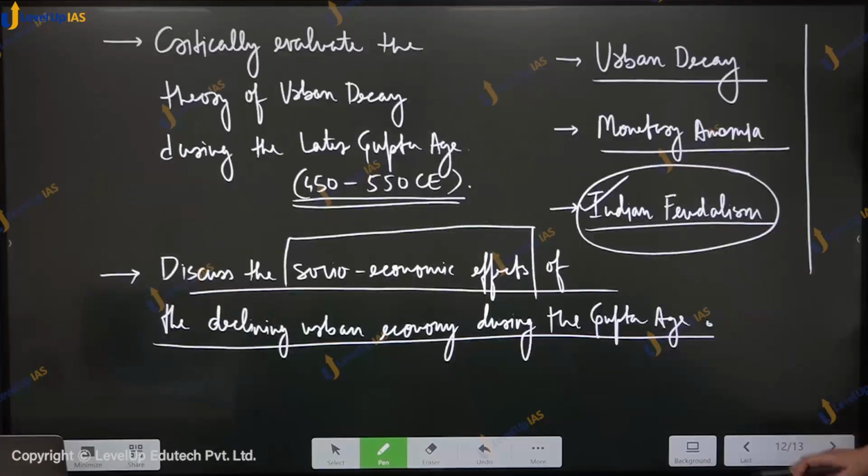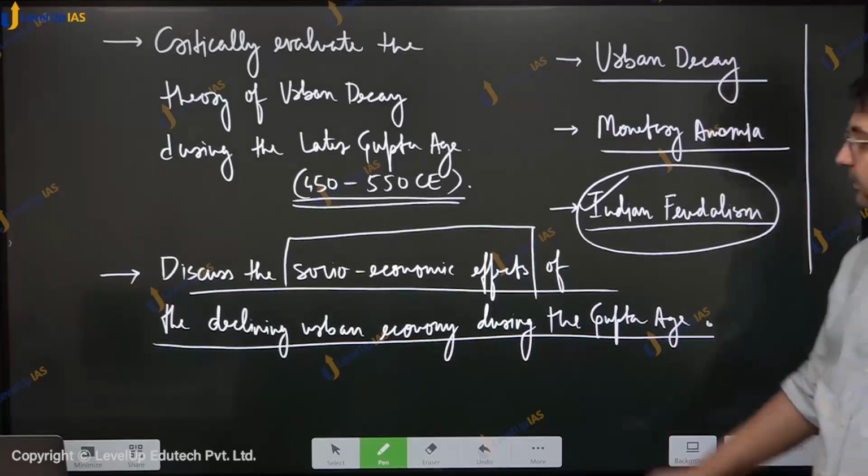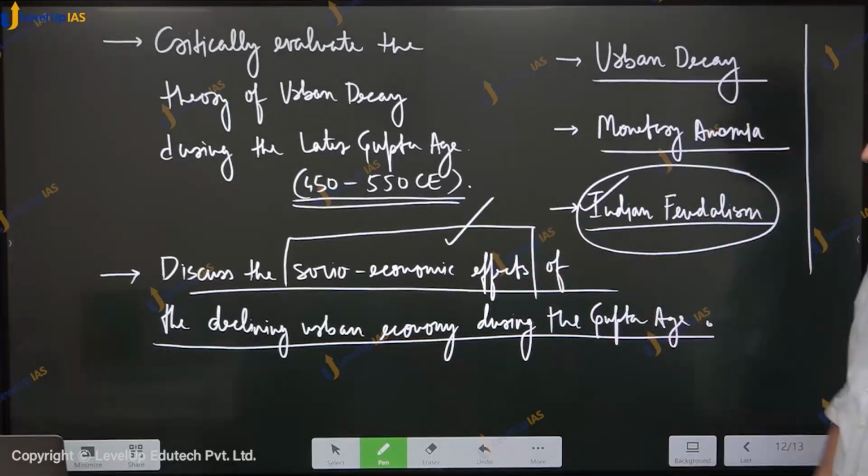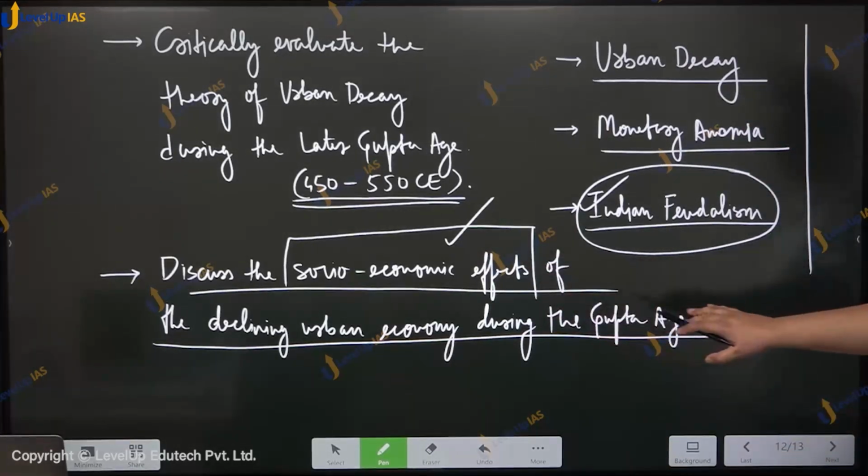What was the question? Discuss the socio-economic effects of the declining urban economy during the Gupta age.